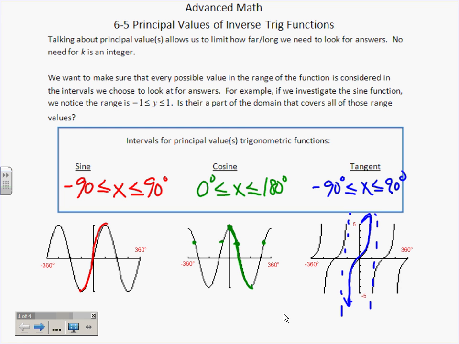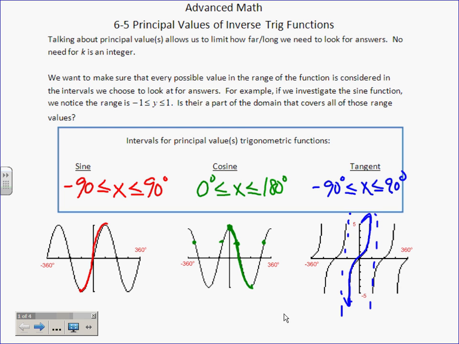Don't give me an answer that's not in that range if you're doing inverse trig, if they ask for principal values. Okay? And today I am going to ask you all the time for only the principal values. Really, all this does is it saves you time. You don't have to give me all the answers.